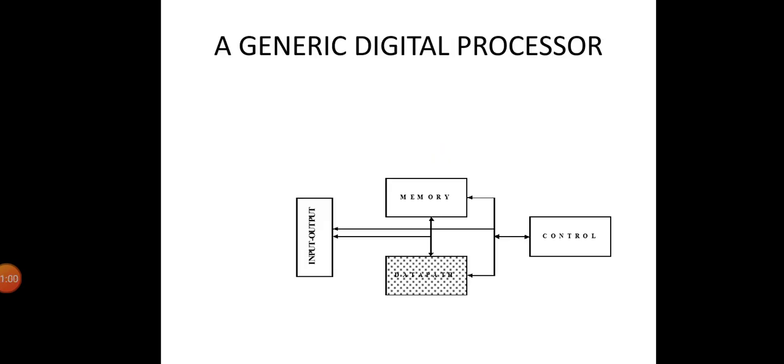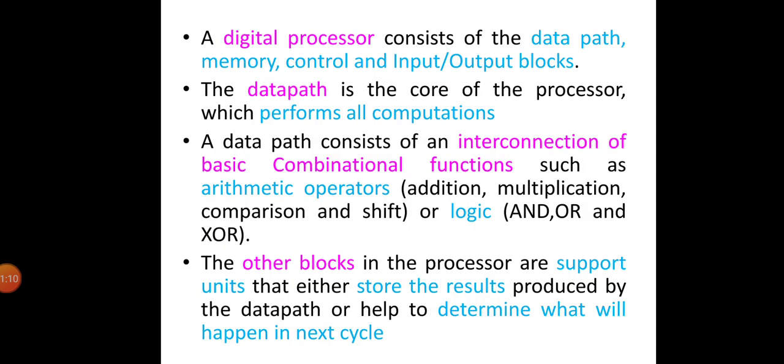The other blocks in the processor are support units that either store the results produced by the data path or help to determine what will happen in the next cycle. A typical data path consists of an interconnection of basic combinational functions such as arithmetic operations, addition, multiplication, comparison, and shift, and the logic functions like AND, OR, and XOR. So here you can see a generic digital processor which contains all the major components like data path, memory, control unit, and input output units. So the data path consists of an interconnection of basic combinational functions such as arithmetic and logic. The other blocks are support units only.